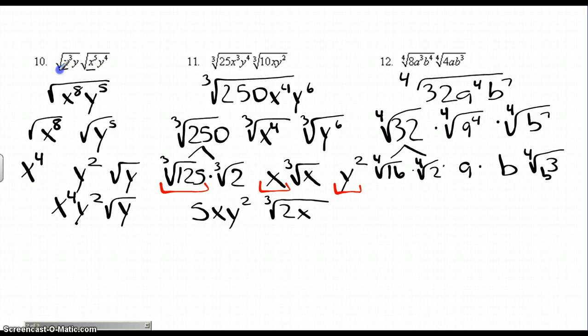Now my final answer is everything that can be simplified. So I have my a, I have my b. That goes all up front, so I get 2ab, because that 2 is the fourth root of 16, and my remainder is the fourth root of 2, b to the third power. Okay, so that's 10, 11, and 12.